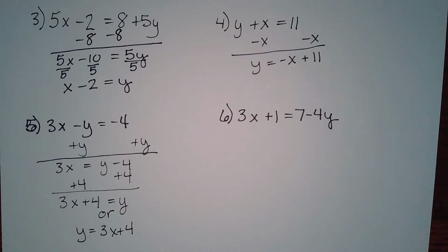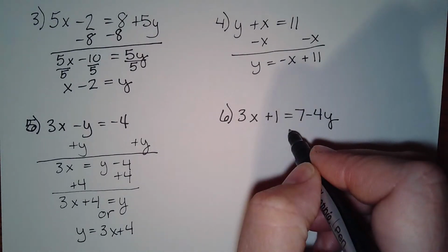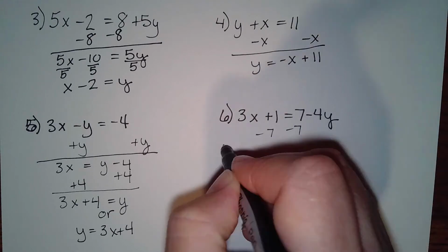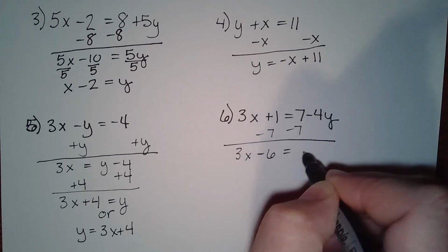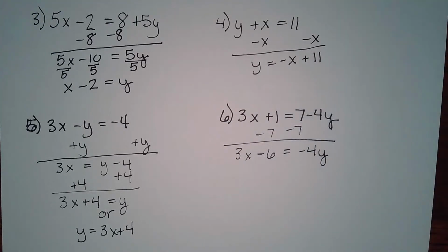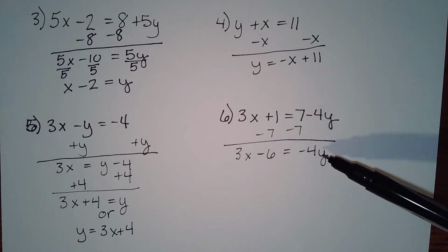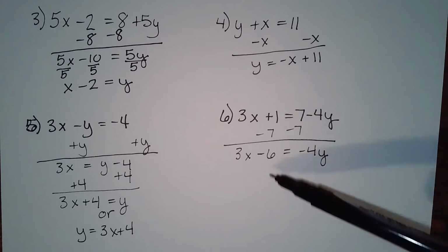Now, last one, number 6. Let's walk through this together. If I want the y by itself, the first thing I'm going to do is subtract the 7 across. So I have 3x minus 6 equals negative 4y. Now this one I did a little different because I do not have the y isolated yet. It's still got the 4 attached to it, the negative 4. That's why I didn't just switch it across to make it positive.